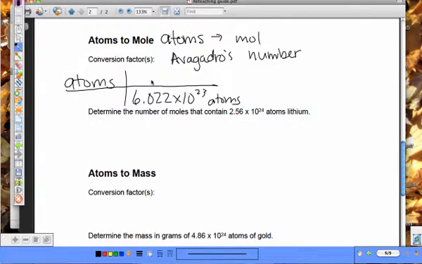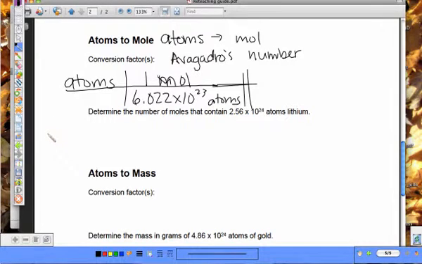And on top, 1 mole. That way our atoms would cancel out. So for the problem, we're going to determine the number of moles that contain 2.56 times 10 to the 24th atoms of lithium.